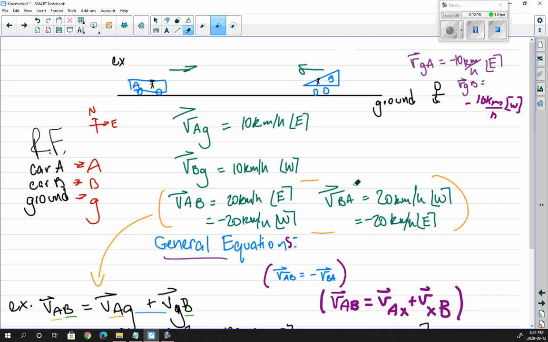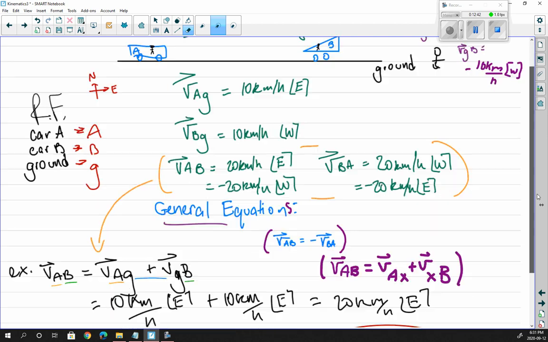Similarly, what is the velocity of car B with respect to the person in car A? So you're sitting here in car A and you're watching B come towards you. Well, since you're both moving at 10 kilometers an hour, the velocity of B with respect to A would be 20 kilometers per hour west. Or if you want, negative 20 kilometers per hour east. They're moving towards each other.